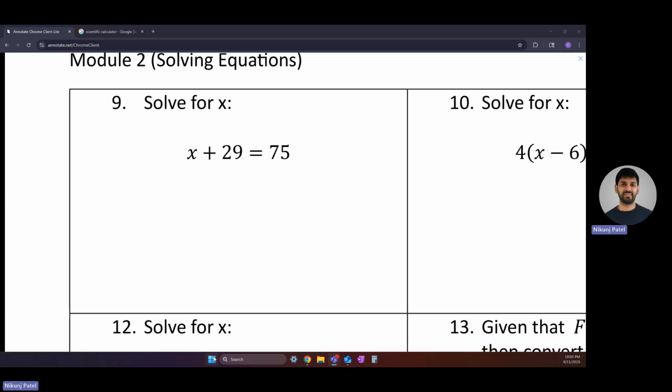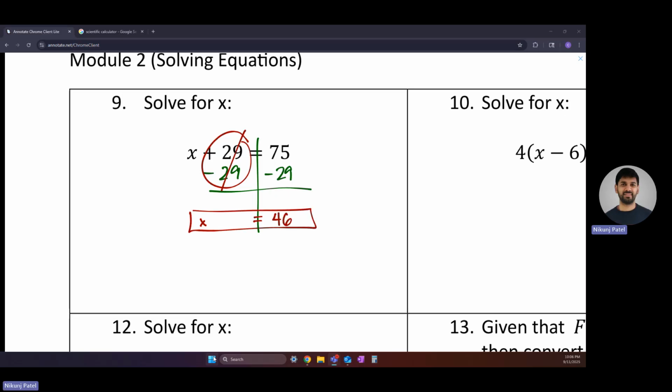In number 9, we just have x plus 29 equals 75. So this one's pretty straightforward. We don't have to do a lot of steps for this one because we notice that there's just a plus 29 around the x. So we just need to subtract 29 from both sides. And if it helps, put the line down the equal sign. So when we subtract 29 on both sides, we can cancel that term right there, which leaves us with x equals 75 minus 29. So this should end up with an answer of 46.